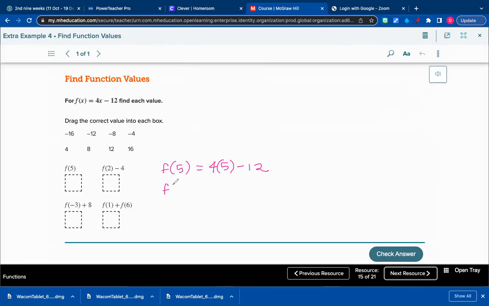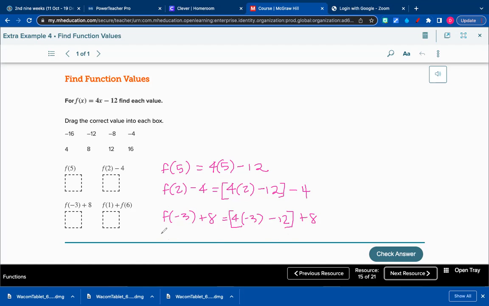Then f of 2 minus 4, we substitute 2 in there, right? Would be 4 times 2 minus 12. That's our f of 2, then don't forget minus 4. Next, f of negative 3 plus 8 is 4 times negative 3 minus 12. That's just f of negative 3 by itself. Then I have to do plus 8. Okay, be careful.